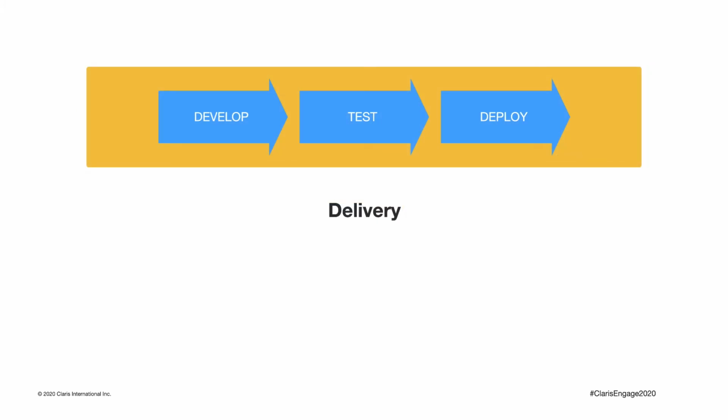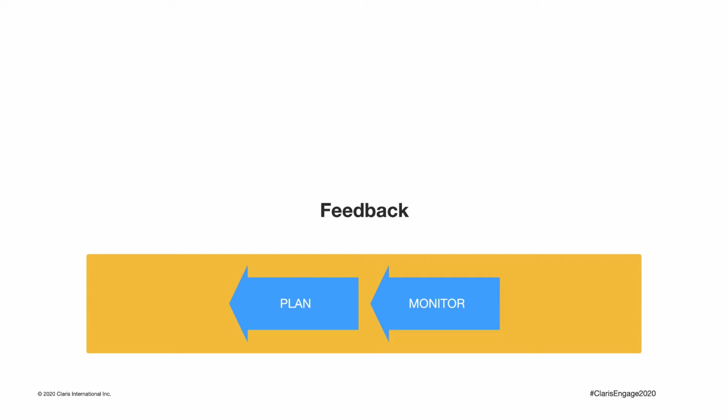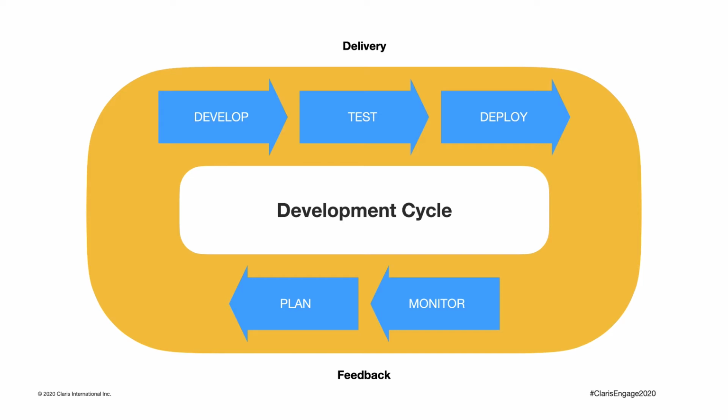And then to support subsequent changes, we need to incorporate feedback. DevOps emphasizes application monitoring to inform the next step, which is to plan the next batch of changes. We can think of this cycle as a loop. DevOps aims to reduce friction in this loop.